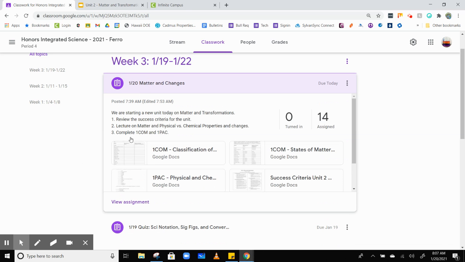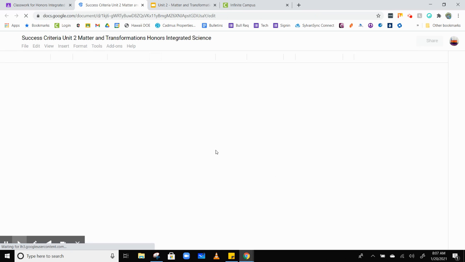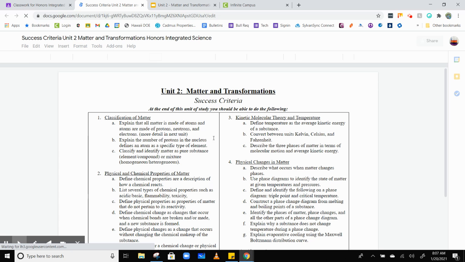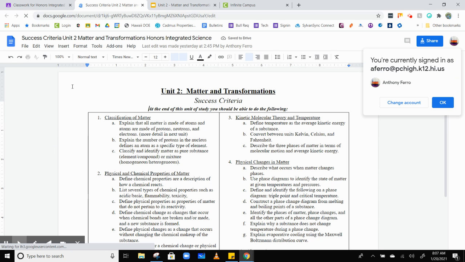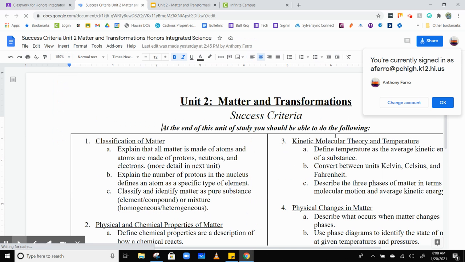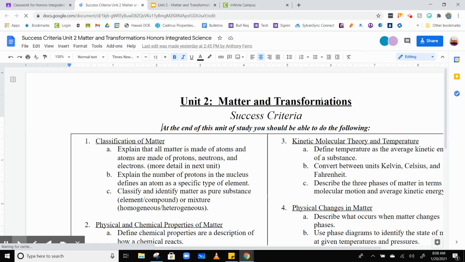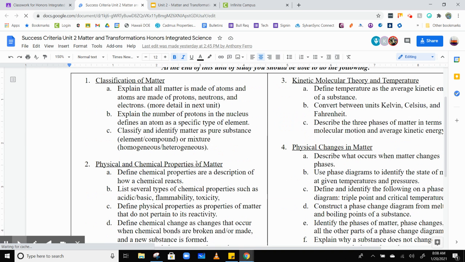Okay, today, like I said, we're starting a new unit on matter and changes. The first thing I want to do is look at the success criteria. Usually I create success criteria for every unit. I did for the first unit, but I don't know if I went over them with you guys. This is a work in progress. I haven't taught ninth grade science in a little while, so I just made this up, and I'll still be refining it as we move through the unit.